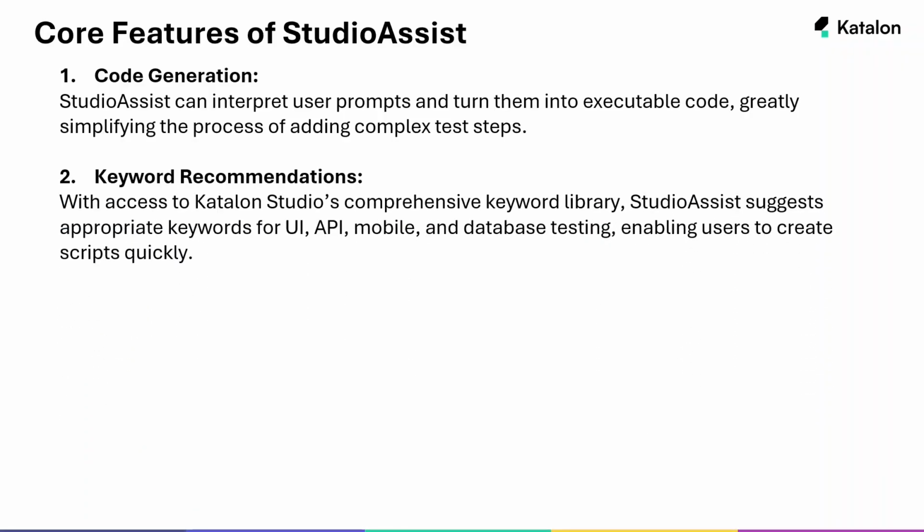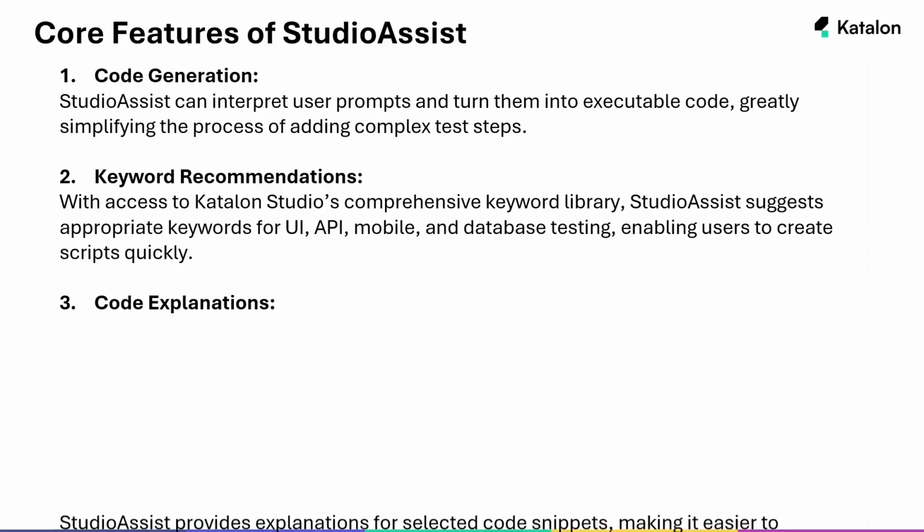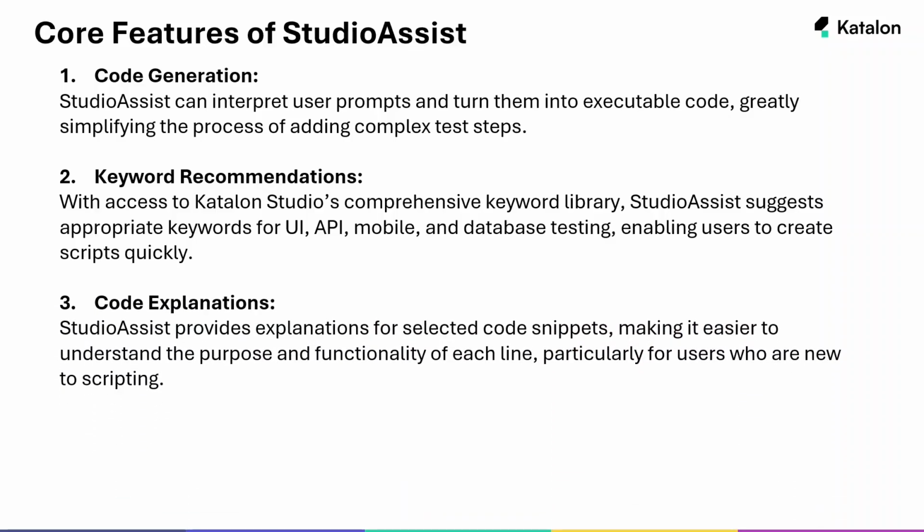Keyword recommendations. With access to Katalon Studio's comprehensive keyword library, Studio Assist suggests appropriate keywords for UI, API, mobile, and database testing, enabling users to create scripts quickly. And then code explanations. Studio Assist provides explanations for selected code snippets, making it easier to understand the purpose and functionality of each line of code, particularly for users who are new to scripting.